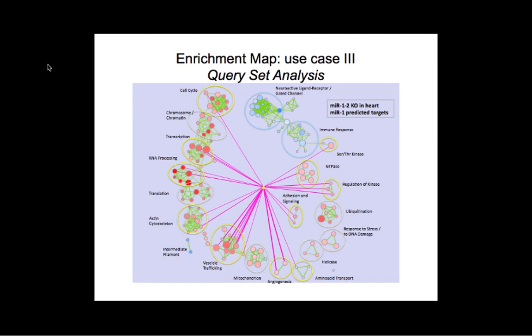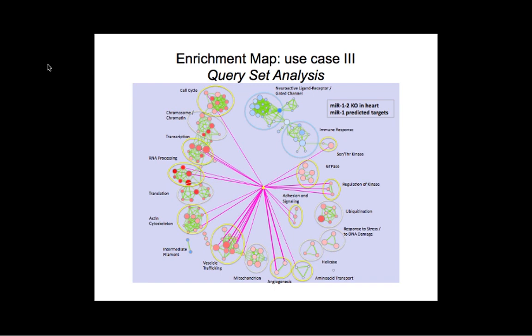In the autism example that I showed you yesterday, we were using query set analysis to examine known disease-associated genes and how they were related to pathways that we saw enriched in the copy number variant analysis. In this case, we took gene expression data from a mouse where there was a knockout of a microRNA, miR-1-2, in the heart. They measured gene expression data of heart tissue, and we compared to control, and we did enrichment analysis and visualized it as an enrichment map, and we can see all the different biological processes that are changing when you knock out a microRNA.